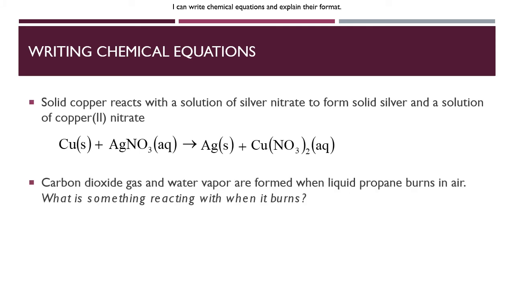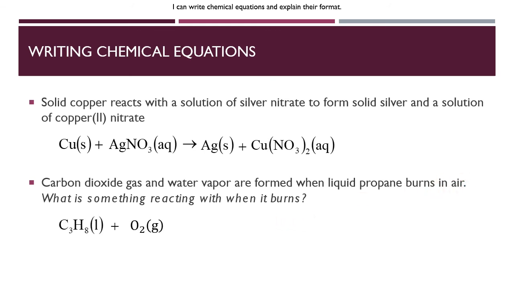Carbon dioxide gas and water vapor are formed when liquid propane burns in air. A hint I give you here is, what is something reacting with when it burns? Well, notice here, carbon dioxide gas and water vapor, those are your products. Your reactants here are liquid propane and whatever it's burning in air with. Well, when something burns in air, it means it's reacting with oxygen.